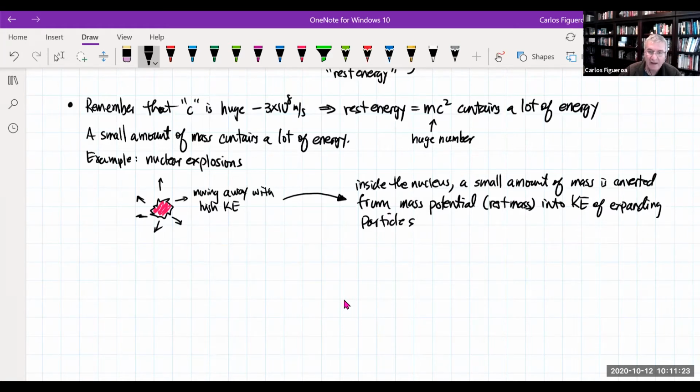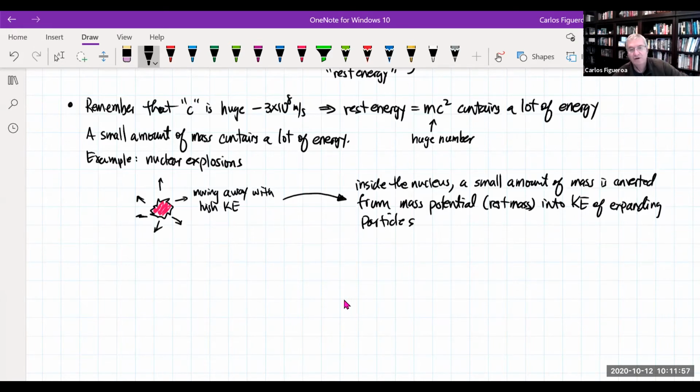But you have to do that. So what you're seeing here is that you're not getting annihilation of the nuclei. You're just literally turning a tiny, tiny, tiny bit of nuclear matter into mass potential inside the nucleus. That in turn gets converted into kinetic energy. So that's what I mean. A small amount of mass contains a lot of energy.